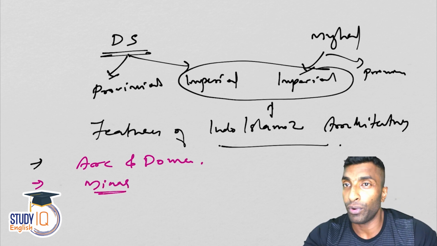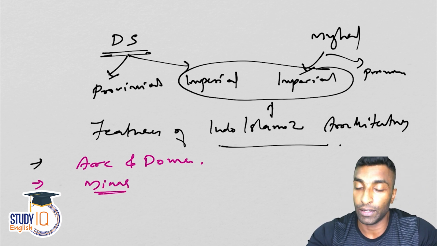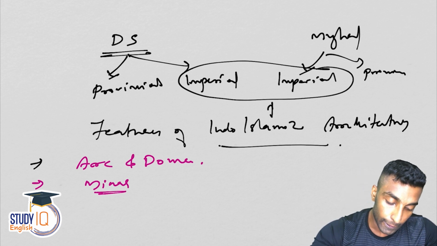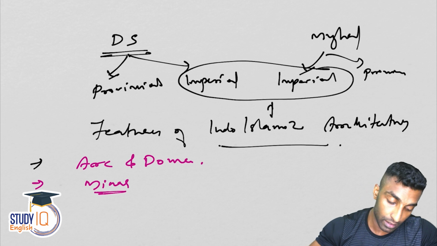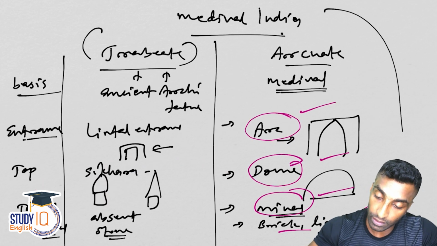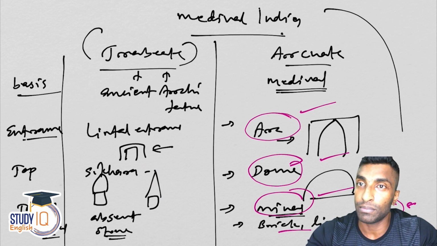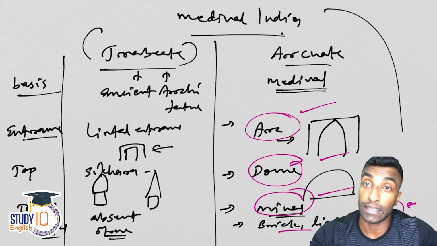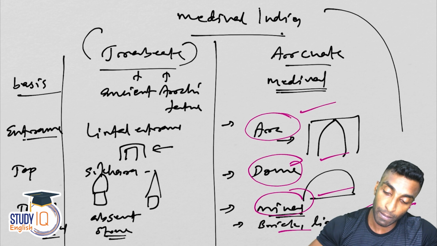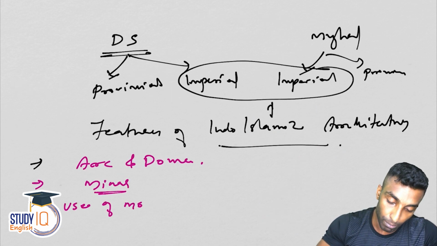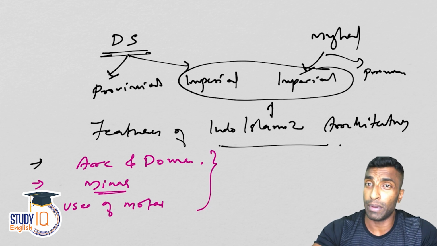Now it is meant for Azan announcement. Okay, so that is the main objective of minar. And then use of mortar. Okay, so mortar, that is something which is a mix of sand, cement, and some small stones, which they started using for the first time from medieval time. So use of mortar. Guys, need to remember this.